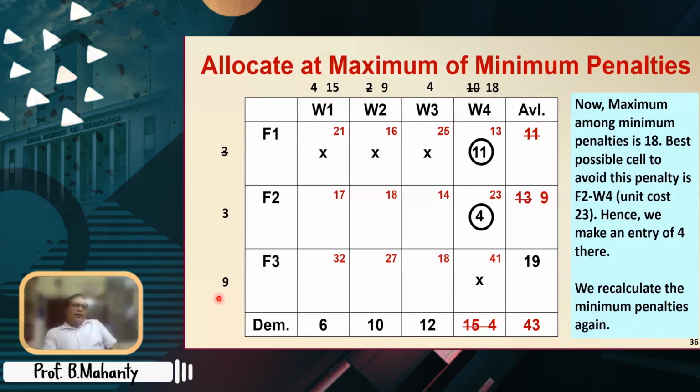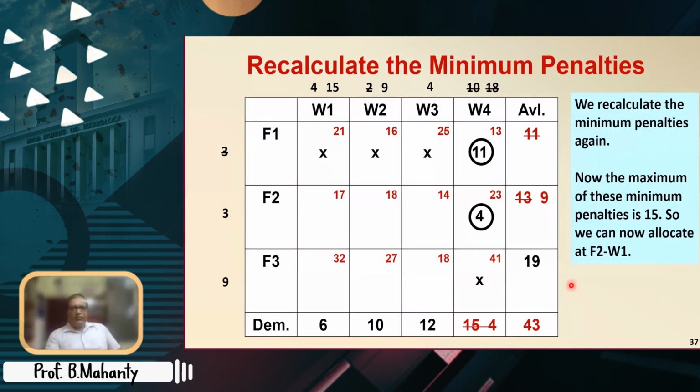So now exactly the question that one of you asked a few minutes back: if there is a tie in the minimum penalties, the maximum of these minimum penalties, then which one should I choose? So exactly you see that after the minimum penalties are recalculated, there is a tie. This particular column, the max minimum penalty is 9, and this particular column minimum penalty is again 9. So there is a tie. Now the question is which one? You can choose the row or the column, any one of them.